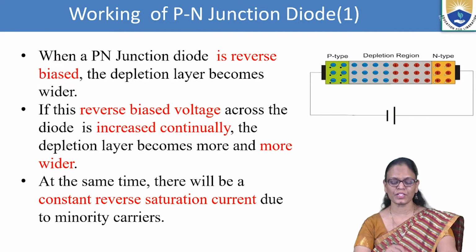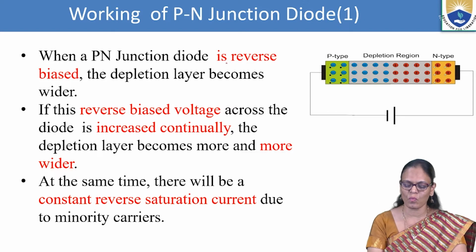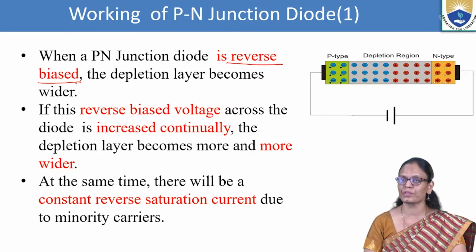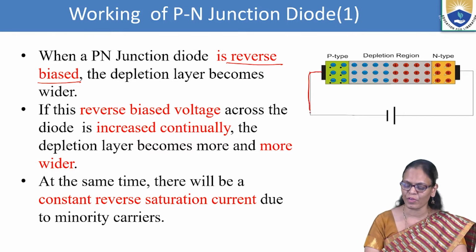Now, when the PN junction is reverse biased, so what is reverse bias? In reverse bias, the P type of the PN junction is connected to the negative of the external supply. This is positive, this is negative. This is the external voltage source.